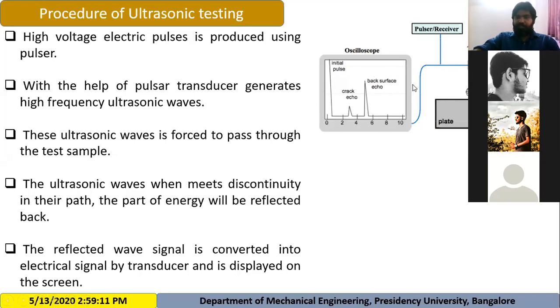So this is the oscilloscope screen. Here you can see the reflected signal. By using this principle, you can also detect the location and the size of the crack. The greater the size of the crack, the greater the intensity of the signal. So by seeing the intensity of the signal, you can tell the size of the crack, and by seeing the time of the reflection, you can tell where the crack is located.